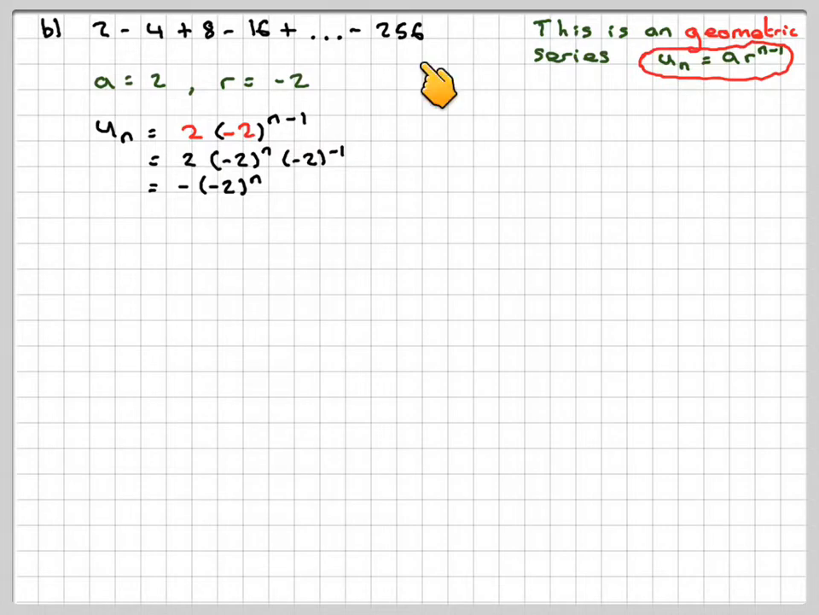Now we need to know what term number this is. So we've got minus, minus 2 to the n is equal to minus 256. We could write them all out and just work it out manually.